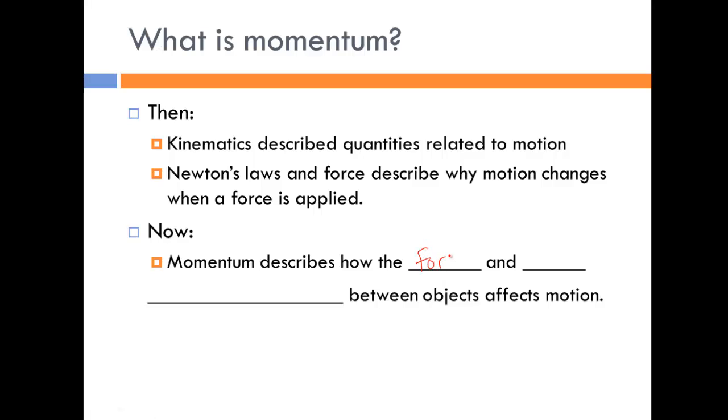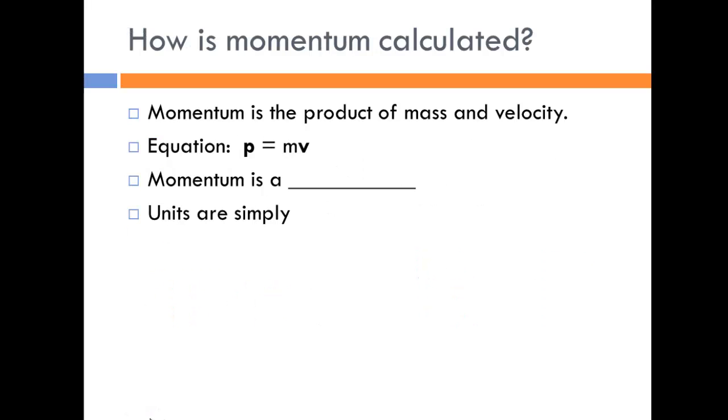Momentum describes for us how the force and the time of contact between objects affects their motion. So when we talk about momentum, we're focusing on force and contact time. Okay, so how do we calculate it? Because of course in physics we're always looking to calculate things. Well, momentum is pretty simple. It's just the product of mass and velocity. And in equation form, you can see it's written there.